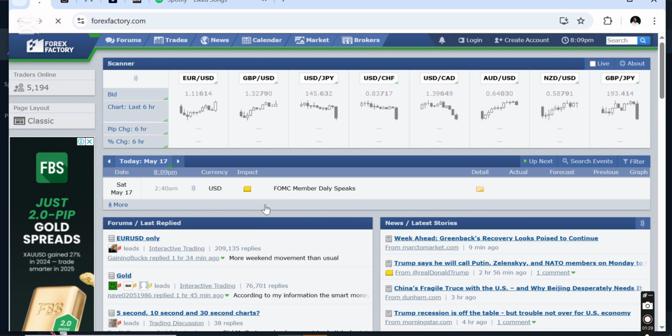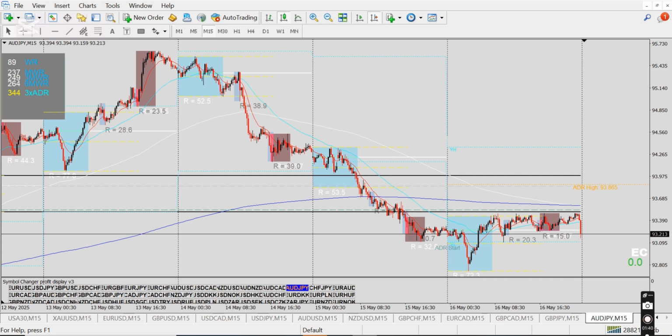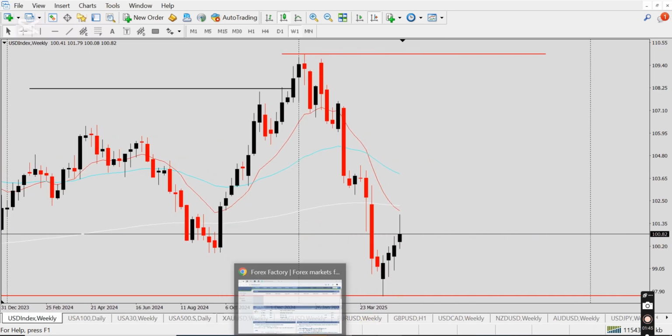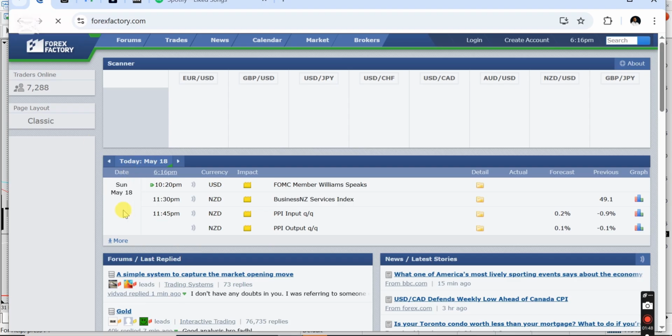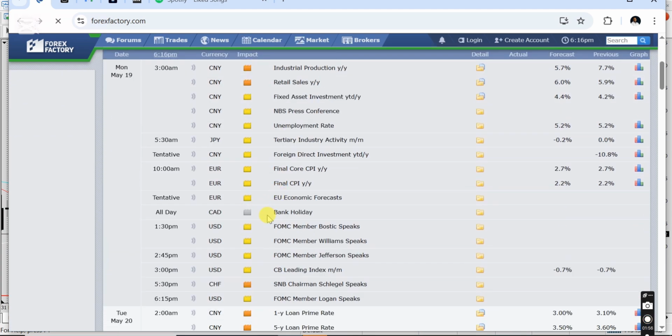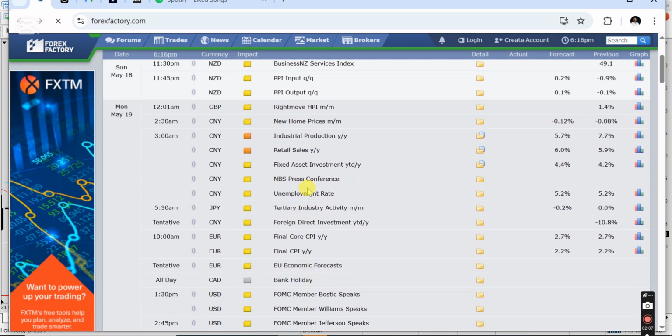What do we have going into next week? Let's update our calendar. Of course, there is nothing on Monday. Why? We have a public holiday, a bank holiday on USD, and also a bank holiday on CAD, and nothing solid. We only have yellow folders on Monday. Nothing for us on Monday.